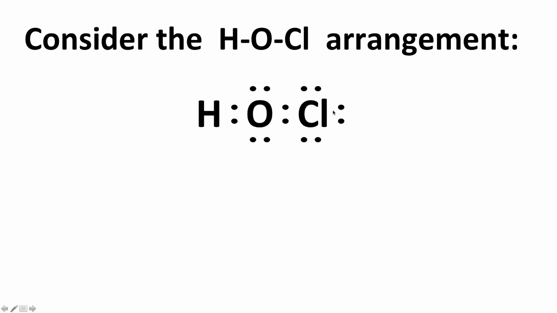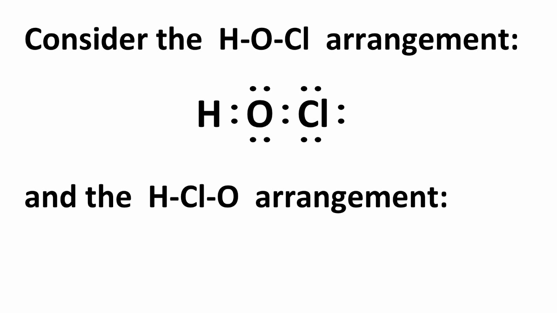Chlorine has 8 electrons around it. Oxygen has 8 electrons around it. Hydrogen, of course, will only have 2. Single bonds between hydrogen and oxygen and chlorine. And this looks like a pretty good Lewis dot structure.